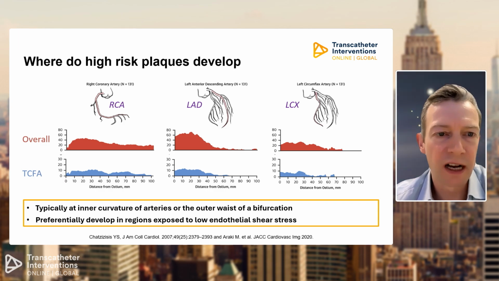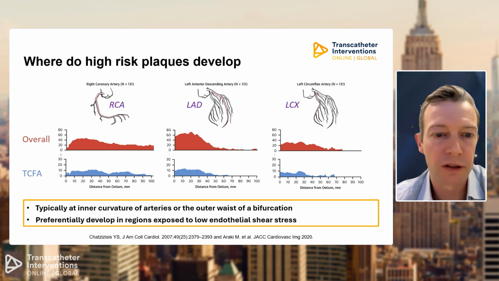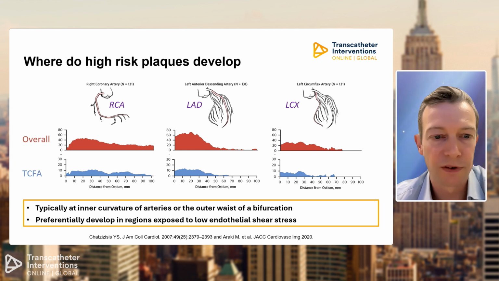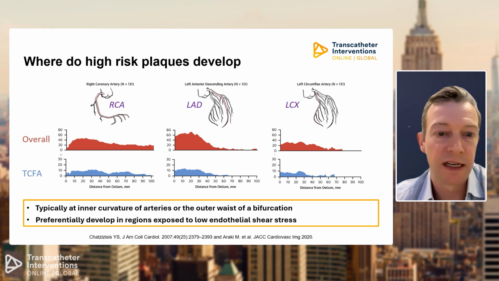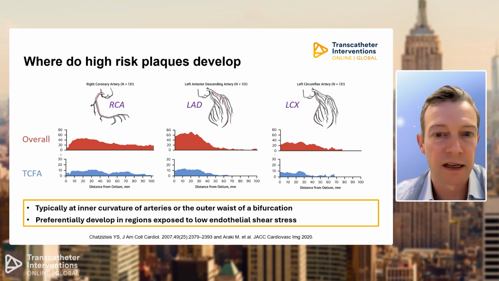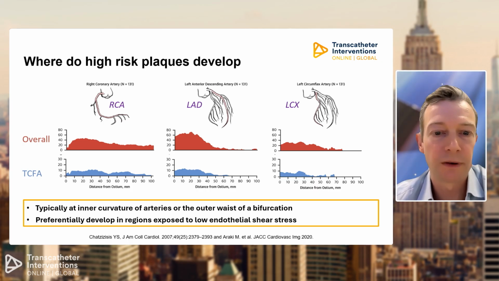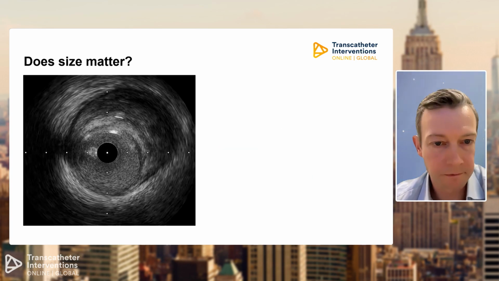So where do plaques develop? High-risk plaques in particular, as mentioned already, typically occur in the inner curvature of arteries or the outer walls of bifurcations, and particularly in the proximal segments of the right, the LAD, and the circumflex. These have been identified as regions that are particularly exposed to low endothelial shear stress, as we have learned from a lot of work also performed within the groups of Atlanta and within the Thorax Center. The areas where the endothelial shear stress is lowest are the most vulnerable to plaque progression.